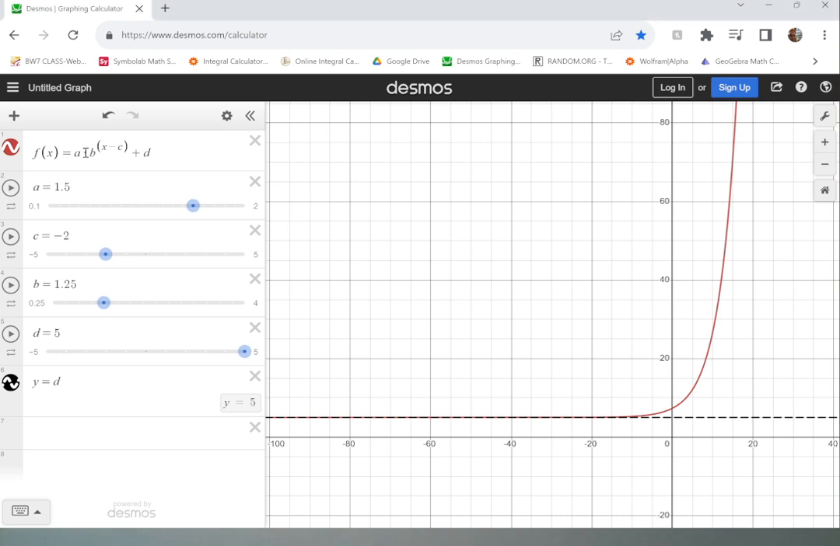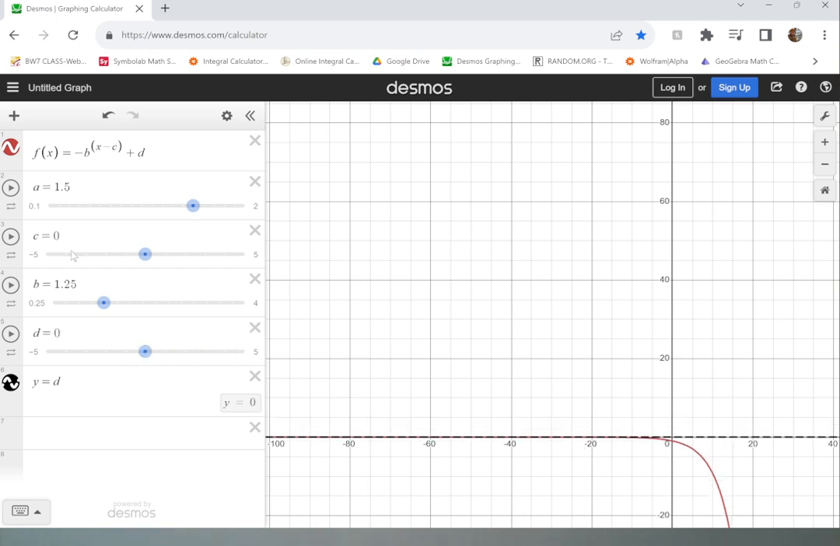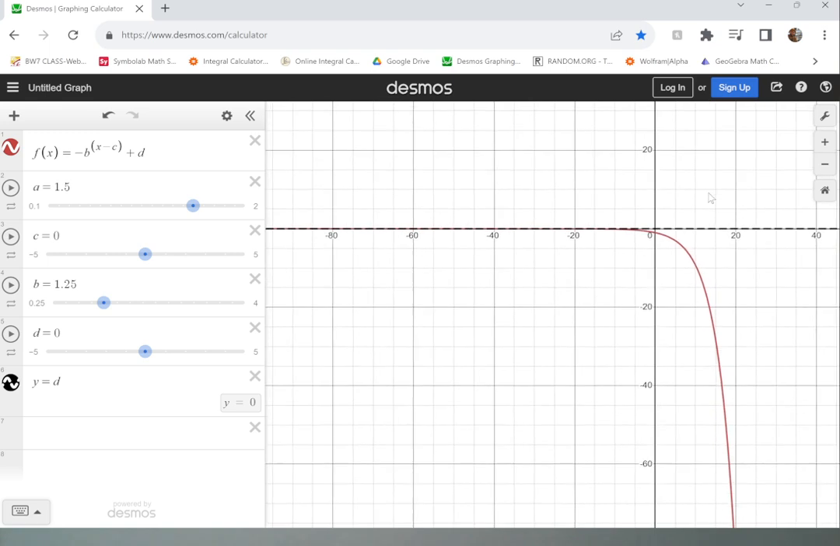All right, so here, let's just look at negative, and let's turn off these values for C and just keep it at 0, and the D at 0 as well. Okay, so here, B. Okay, so you notice when it's negative, it gets reflected across the x-axis.